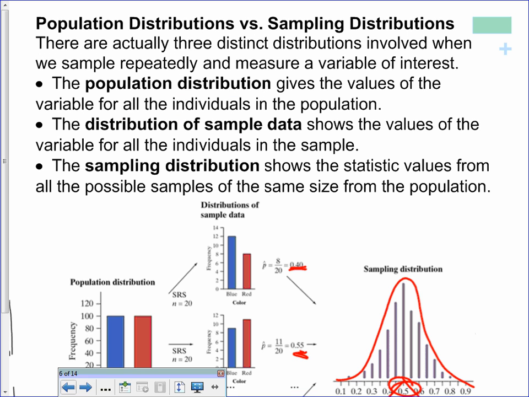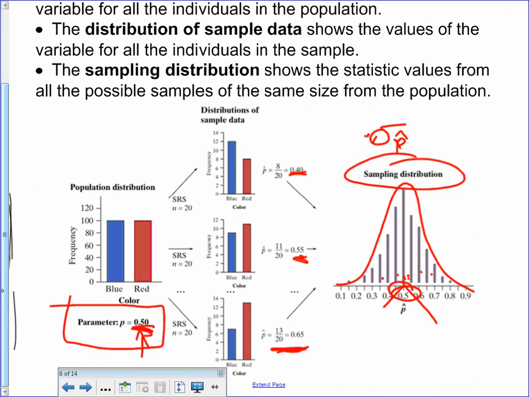The tighter the spread on the sampling distribution, the less likely we are to be far away. The smaller the standard deviation of p hat, because it's the standard deviation of all the possible p hats, the better our guess is, because we are less likely to be away from the center, and the center is the correct value.